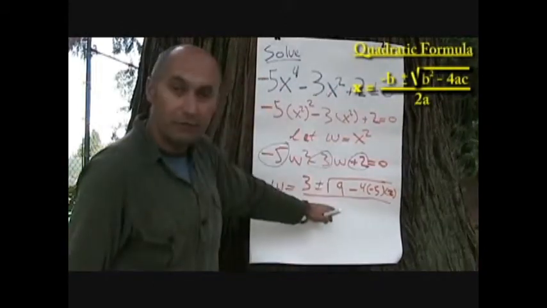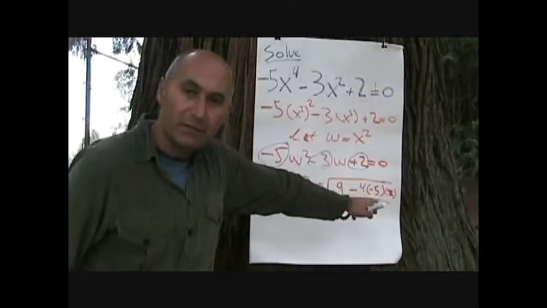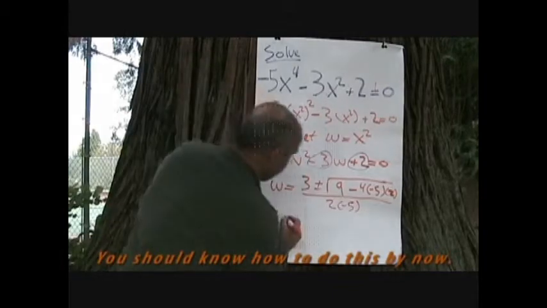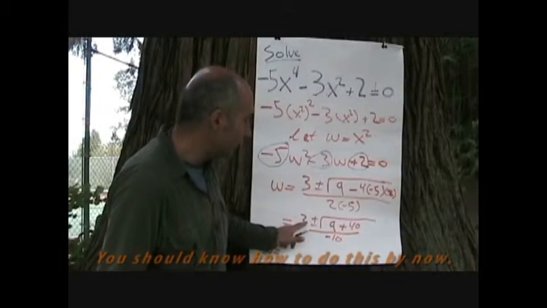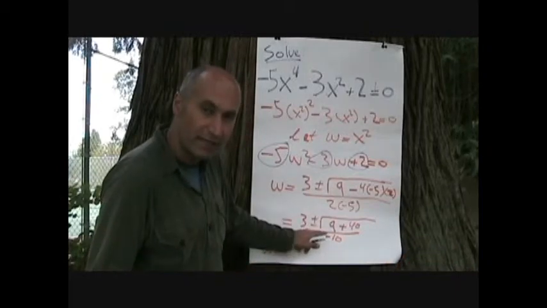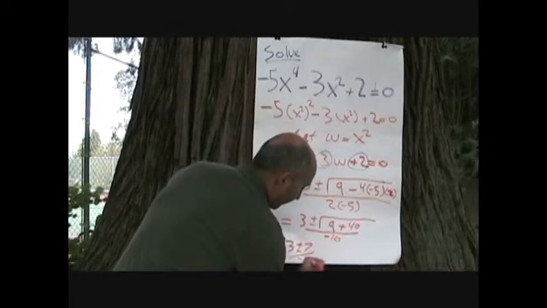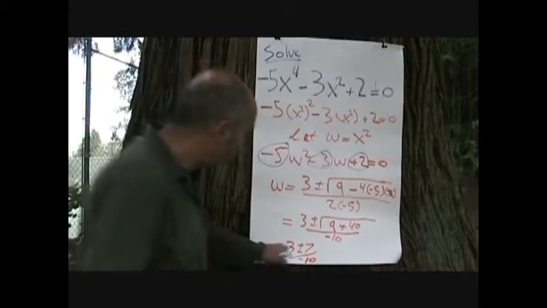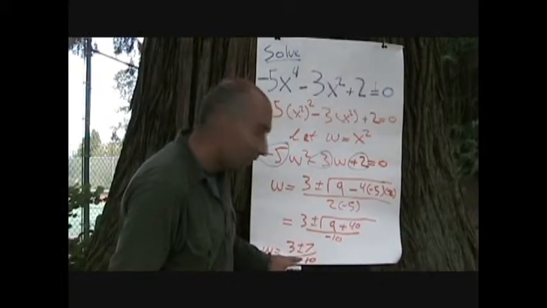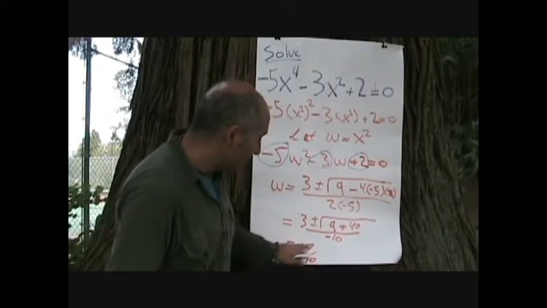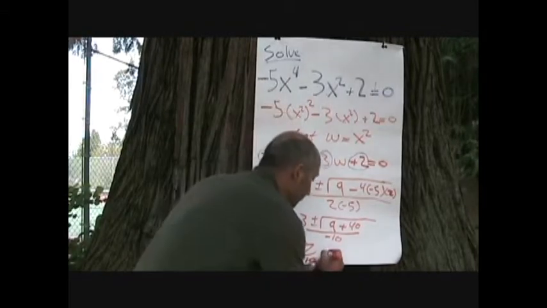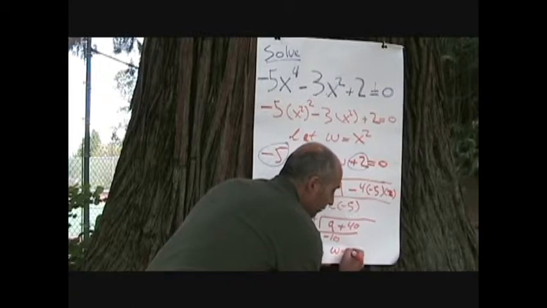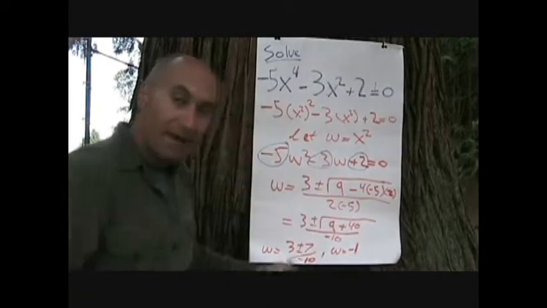All of it divided by 2a, which is 2 times negative 5. So all we've got to do is just simplify this right now, right? So w is going to be equal to 3 plus or minus 7 over negative 10. So 3 plus 7 is 10, divided by negative 10 is negative 1. So W is going to be equal to negative 1, right?